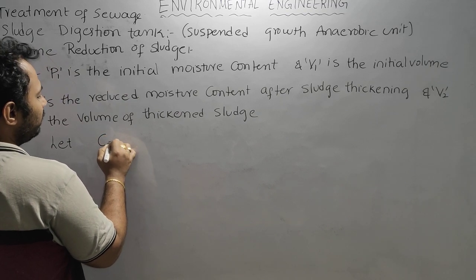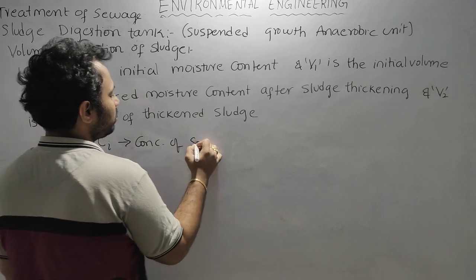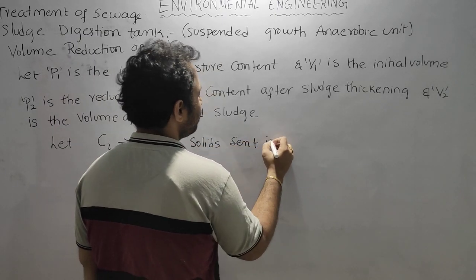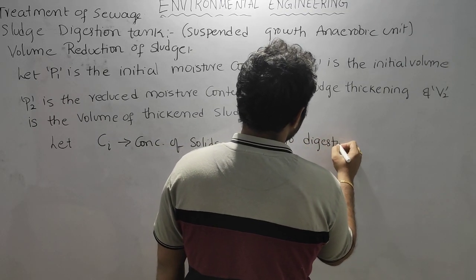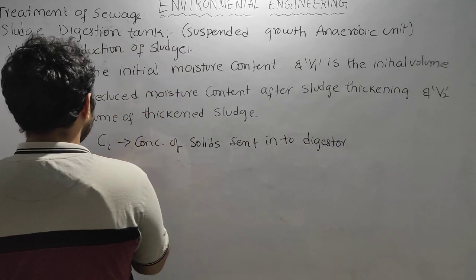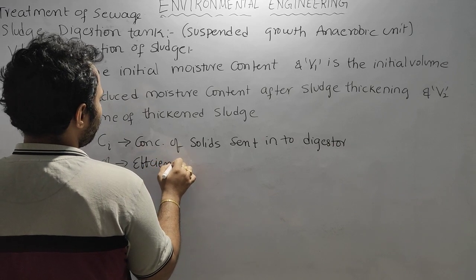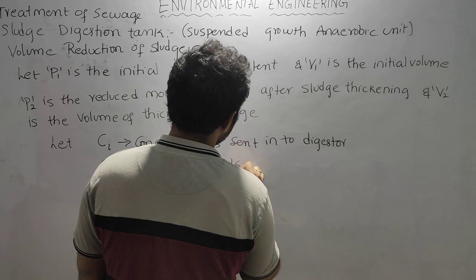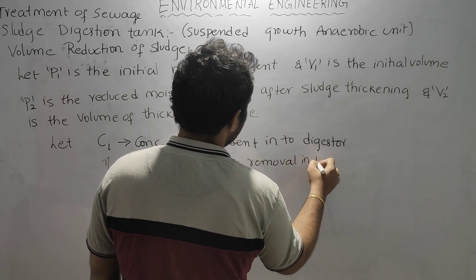So for the concentration of solids sent into the system, let Ci be the concentration of solids sent into the digester. Let the efficiency, eta, be the efficiency of solids removal in the digester.